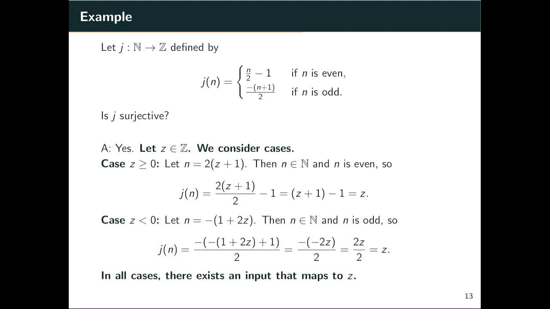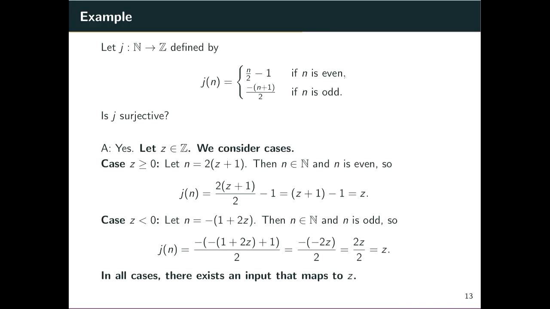So if you've seen maybe inverse functions, then you can see what we're doing here. But then in the case that z is smaller than 0, we're going to let n equal minus 1 plus 2z. Then since n is in the natural numbers and n is odd, and you can see that n is odd because it's a multiple of 2 plus 1, therefore it goes into this component here. If we substitute n in and simplify down, then we come out as z again.